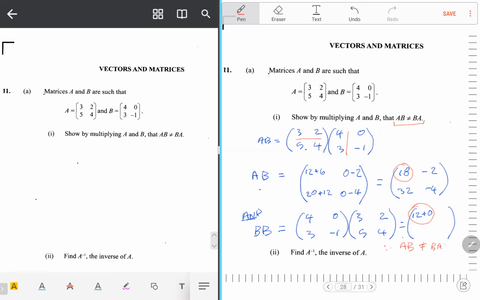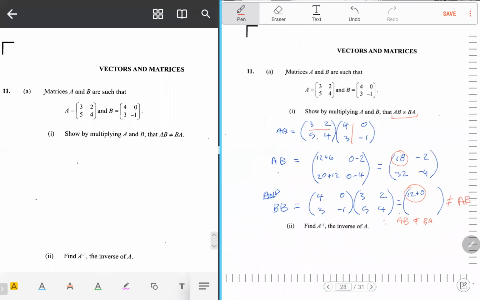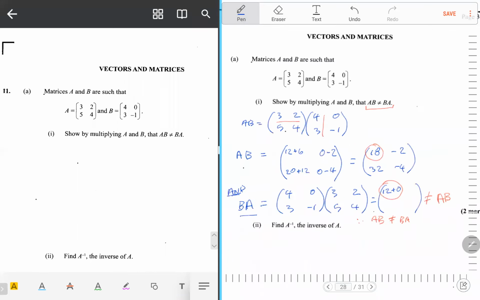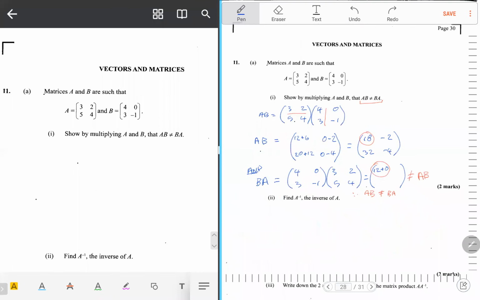BA. The BA that I'm calculating here is not equal to AB because the first value is not equal. So when one value is not the same, it means that the matrices are not the same. Basically, that's it. They're not equal. You don't have to do any further. Once one value is not the same, it means that they're not equal.